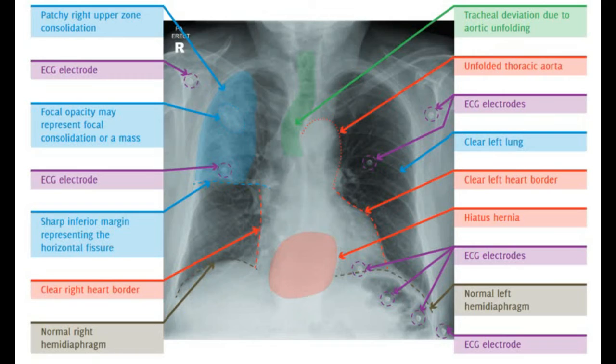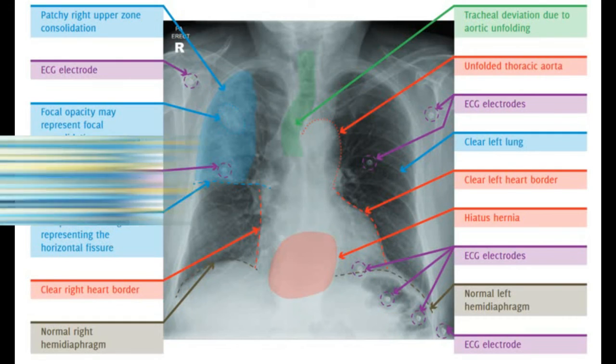Normal size, shape and position of both hila, normal appearance and position of the hemidiaphragms, no pneumoperitoneum. The imaged skeleton is intact with no fractures or destructive bony lesions visible.